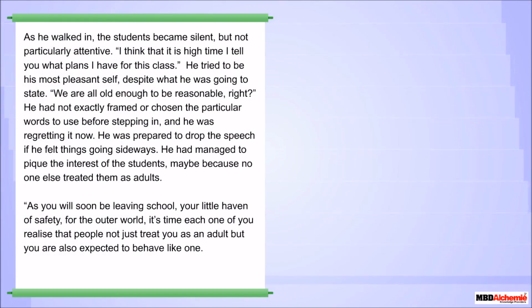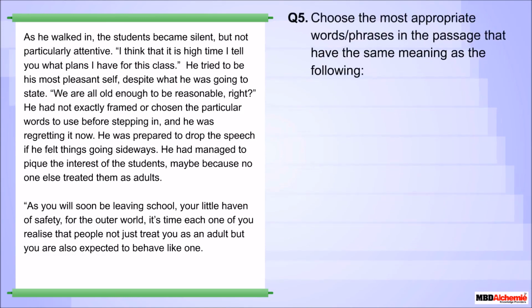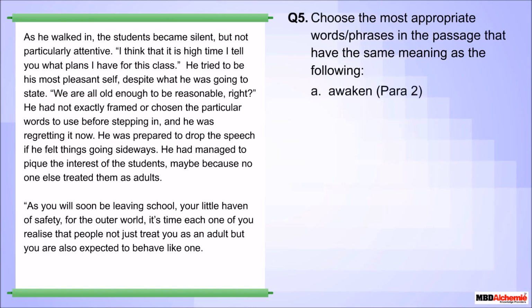Let us look at the last question based on the passage. Choose the most appropriate words or phrases in the passage that have the same meaning as the following. A. Awaken, para 2. B. Shelter, para 3. This is a vocabulary-based question.